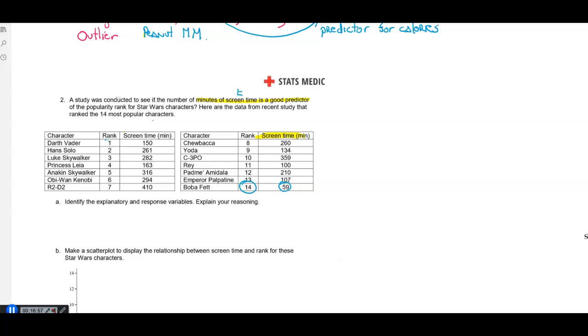So this one's asking, is the number of minutes of screen time a good predictor? That tells you that screen time is the explainer, so that's going to go on the x-axis. And the rank is now the response, and it's going to go on the y-axis. So the predictor that we're looking at is screen time, and the response is popularity. It's rank.